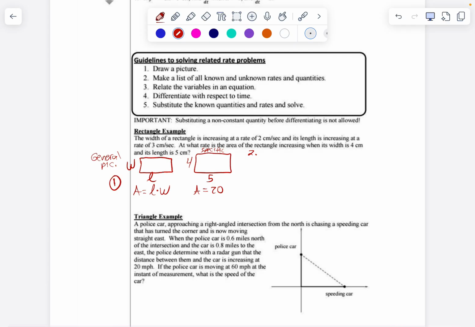Step 2. I'm going to number these with little circles. Step 2. What's our goal? And I want you to write this. You can write it in English first, but then make sure you convert it to calculus so that you can see it in your equation. What are we trying to find?